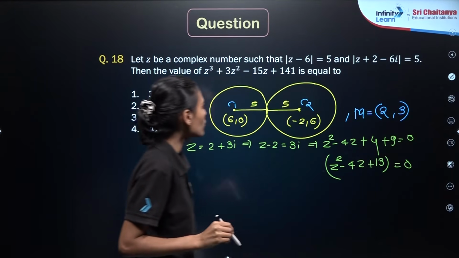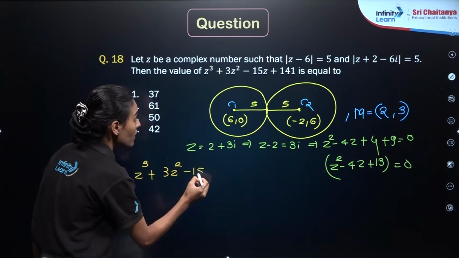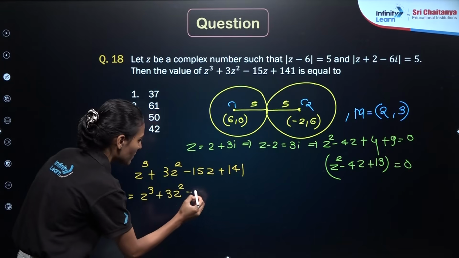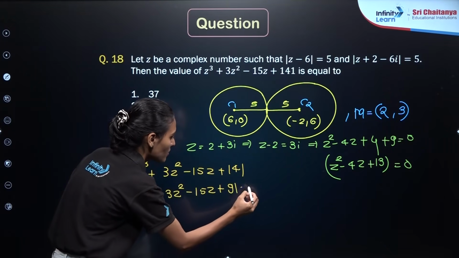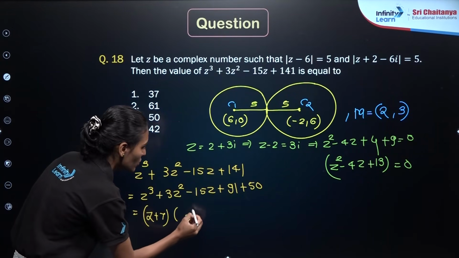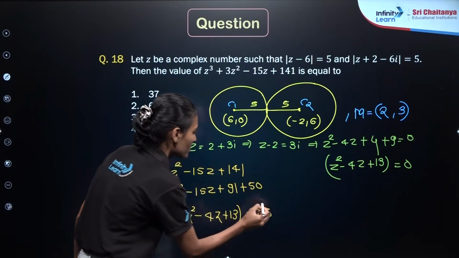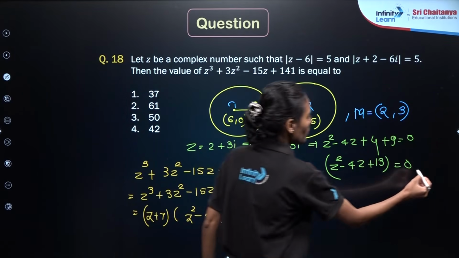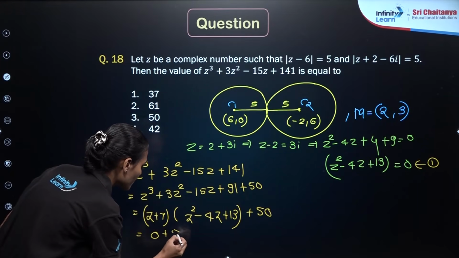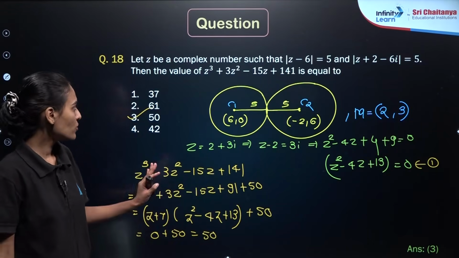Now they have given one cubic equation, z cube plus 3z square minus 15z plus 141. I can write this as z cube plus 3z square minus 15z plus 91 plus 50. So it is nothing but (z plus 7) into (z square minus 4z plus 13) plus 50. Now z square minus 4z plus 13 is 0 from equation number 1, right? So this is nothing but (z plus 7) into 0, plus 50. So in total the answer will be 50 here. So option 3 is correct, students. In this way you can do these types of questions.